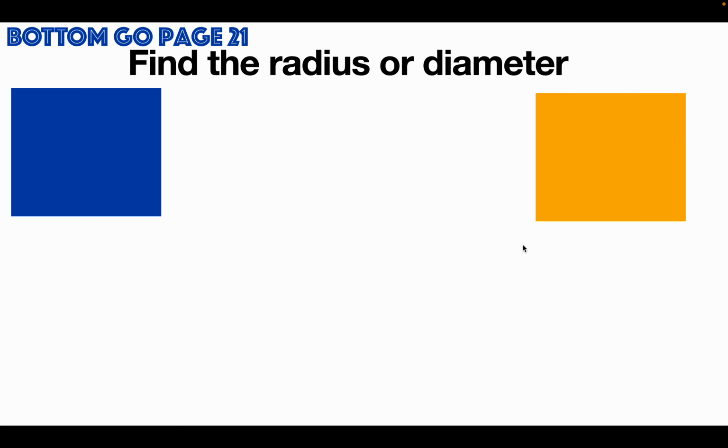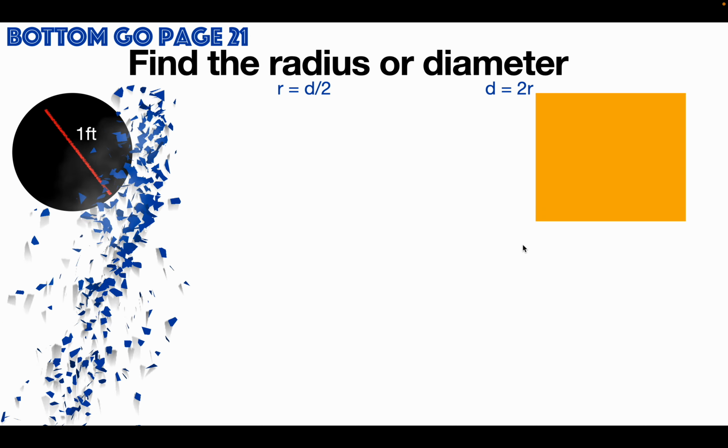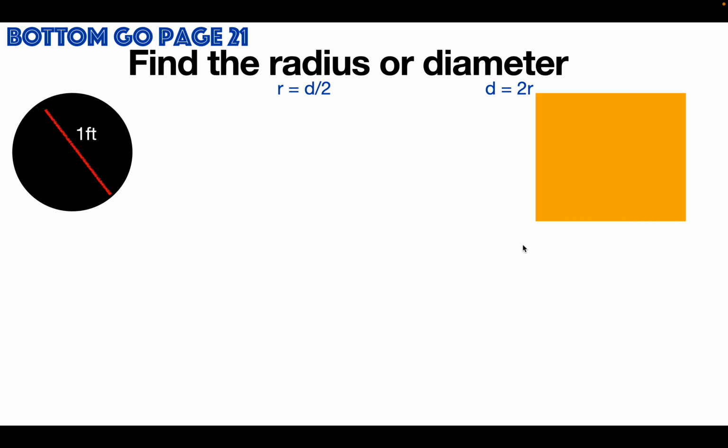Alright, again, we're going to find radius and diameter. Radius is half of your diameter, and diameter is twice your radius. So this first one, it gives me the diameter, because it goes all the way across. Since it gives me the diameter, I need to find my radius. So I'm going to write the formula, and then plug in what I know. Radius is diameter divided by 2. So for this one, its radius is 1 divided by 2, which is 1/2. So my radius is 1/2 of a foot.